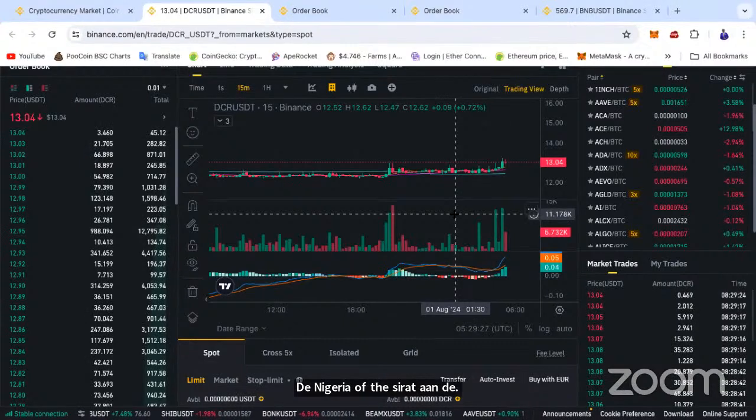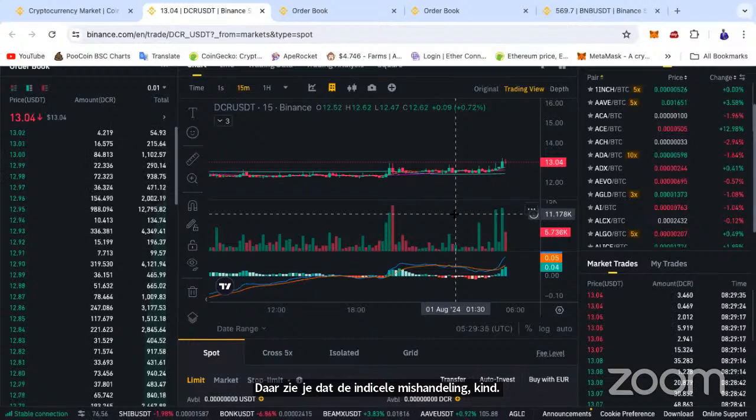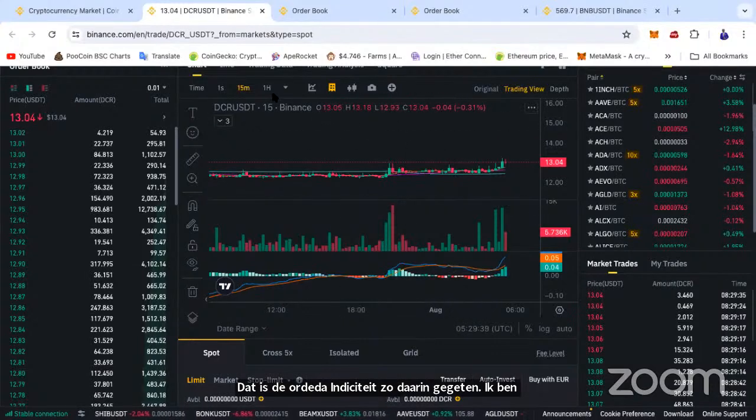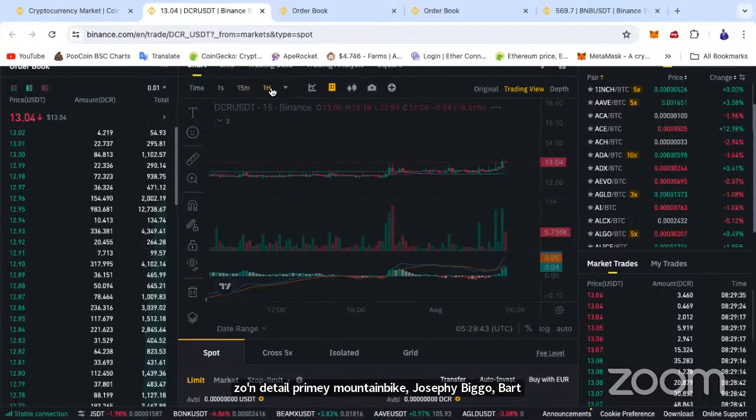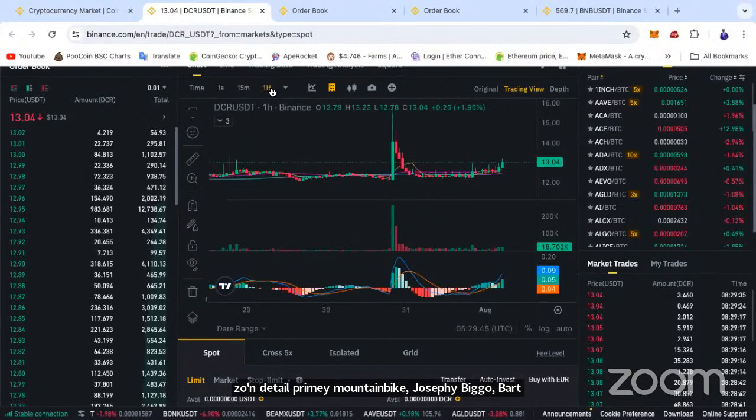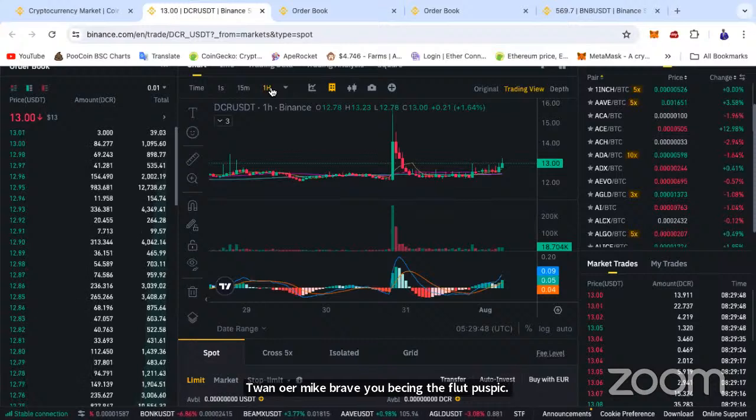Which indicator? Does the order book indicator? It's not an indicator. It depends on the time frame you have chosen. If I go back to 1 hour, my brother, you'll be seeing a different perspective. Can you see that?